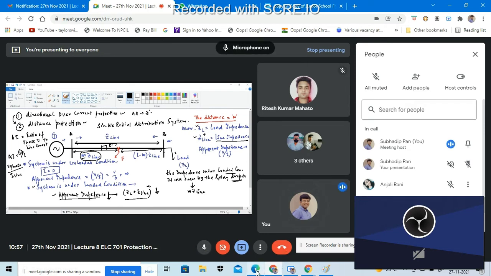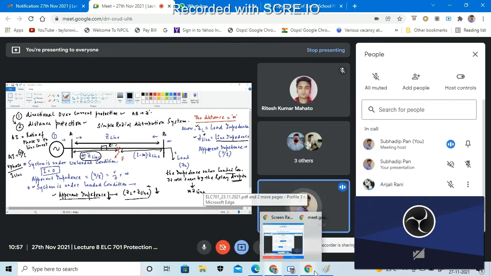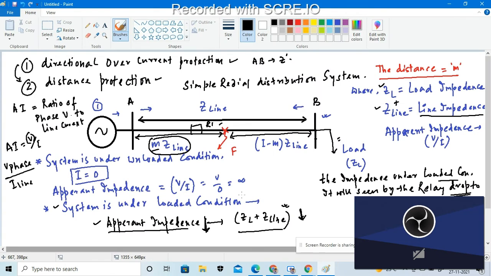So the basic principle of the distance relay is that the apparent impedance seen by the relay is defined as the ratio of the phase voltage to the line current of a transmission line, having the name Z dash. This apparent impedance will be reduced drastically in the presence of a line fault, which will be this.